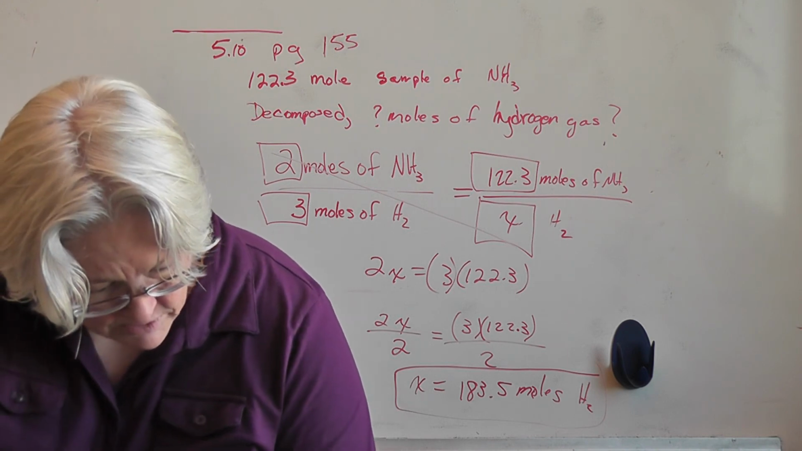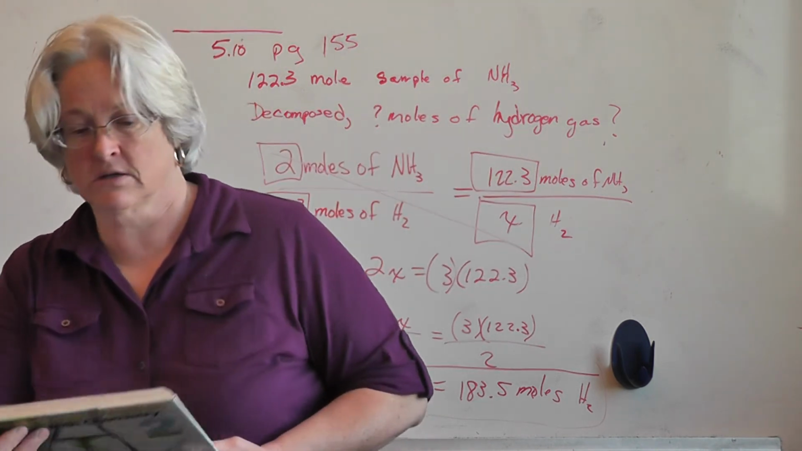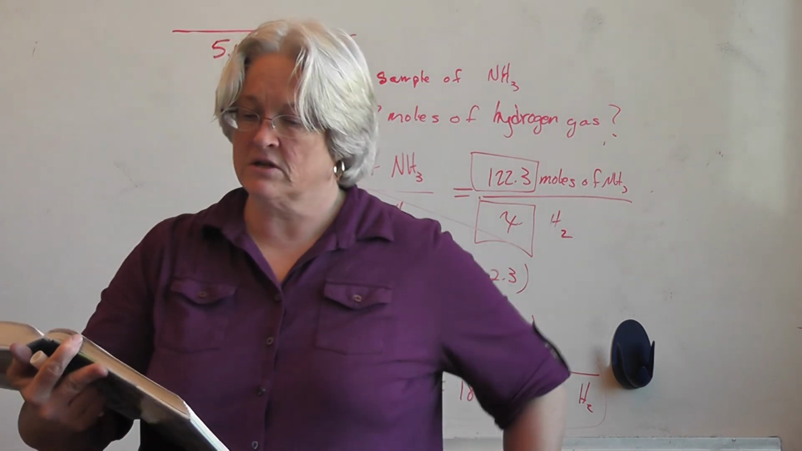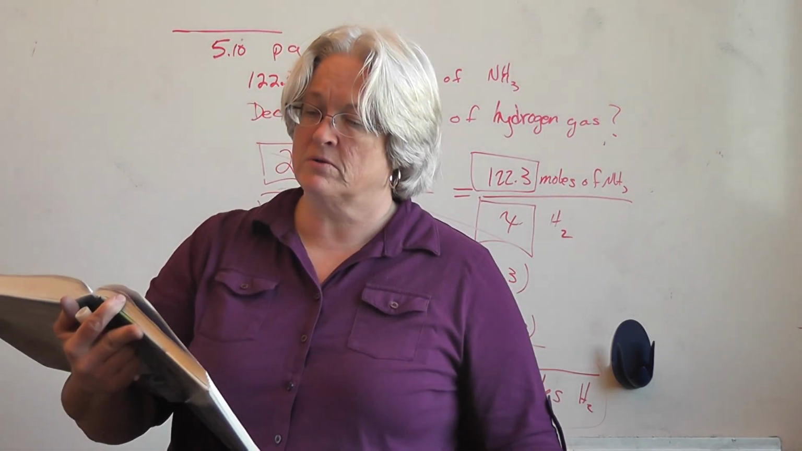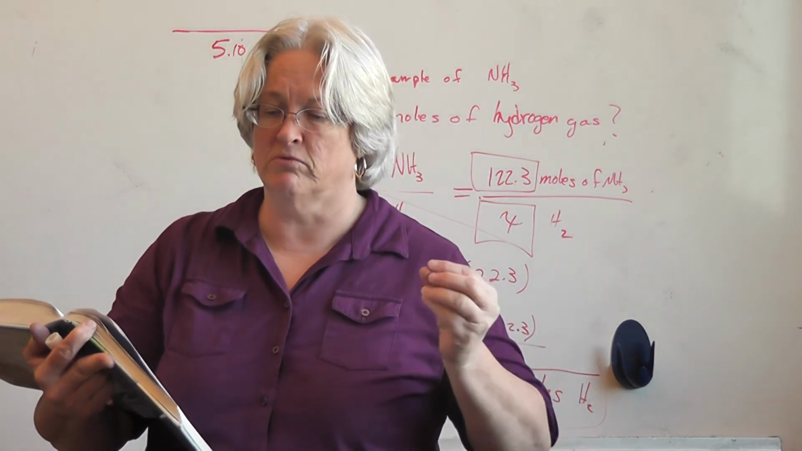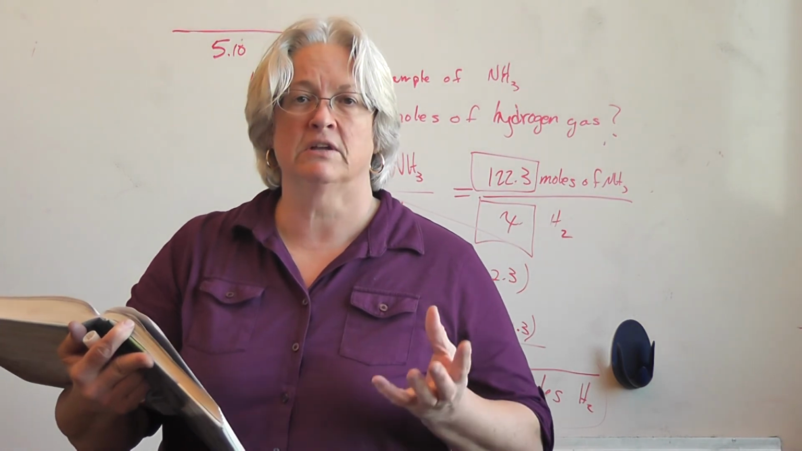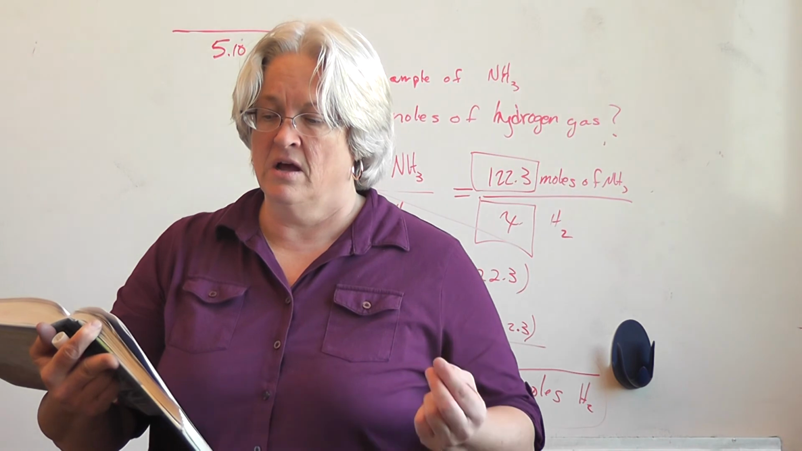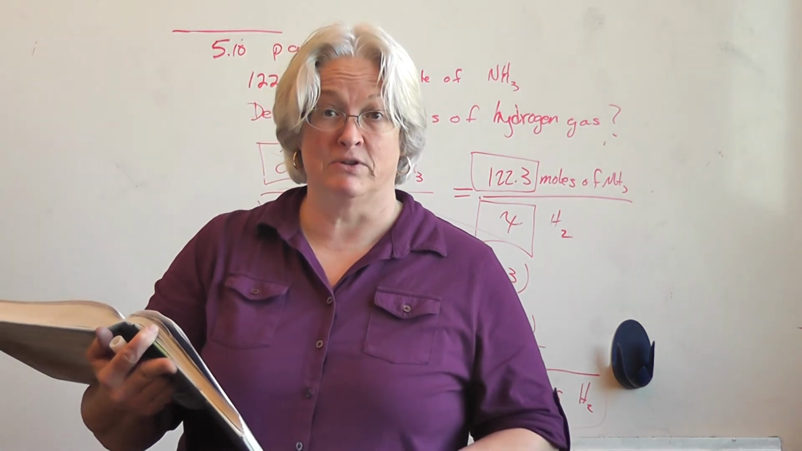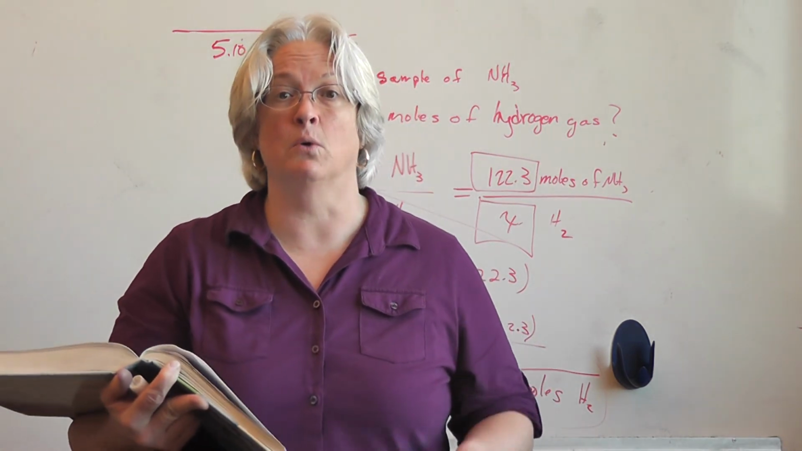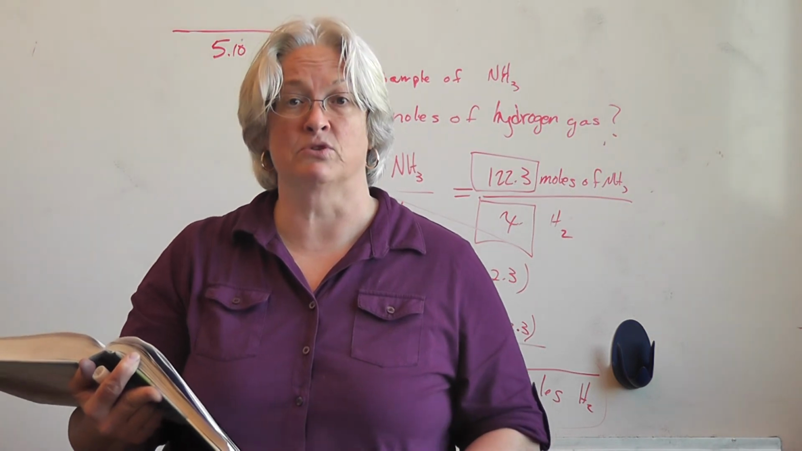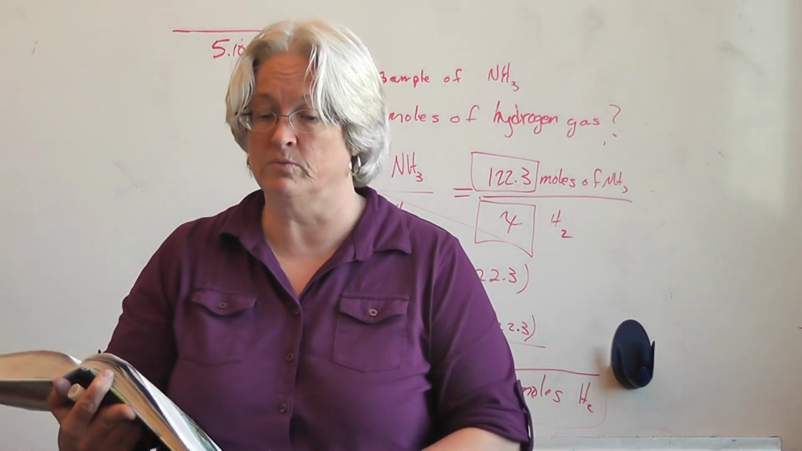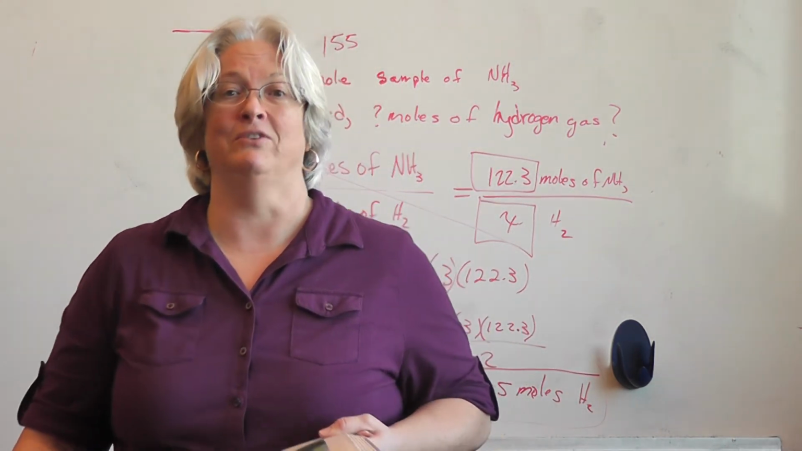Okay, I'm going to read page 156. The section you've just completed is an introduction into the most important aspect of chemistry, which is relating the quantities of chemical substances in a chemical reaction. And this is called stoichiometry. Stoichiometry is what we're going to study in Chapter 6. I'm going to make videos and y'all will be able to do that.